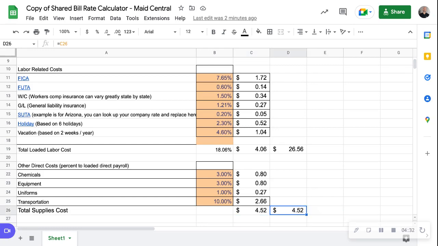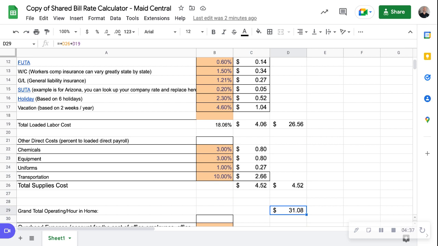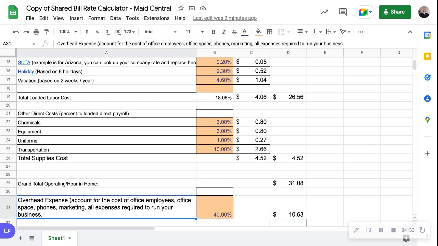Supplies. So now we're at 4.52. So just the cost of doing business for this employee would be 31.08. So before we make any money, we need to charge $31.08 for an employee if we want them to make at least $18 per hour and just cover our costs.